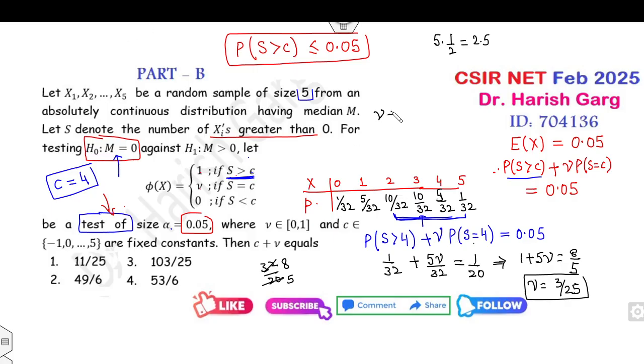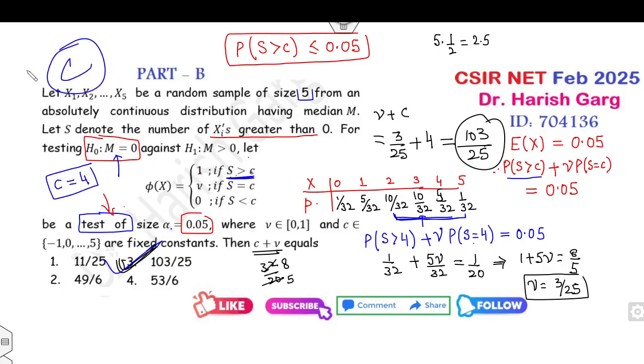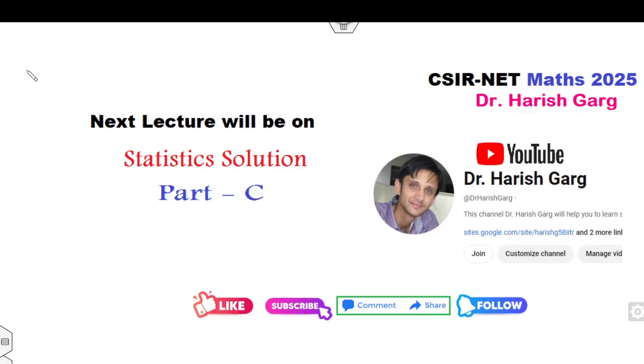Now once you know the value of nu is 3 over 25, the required target is nu plus C. Nu is 3 over 25 plus 4. So the answer is 103 over 25. That is option C, the right answer of this problem. So you can see it's a very simple approach I have explained to you.